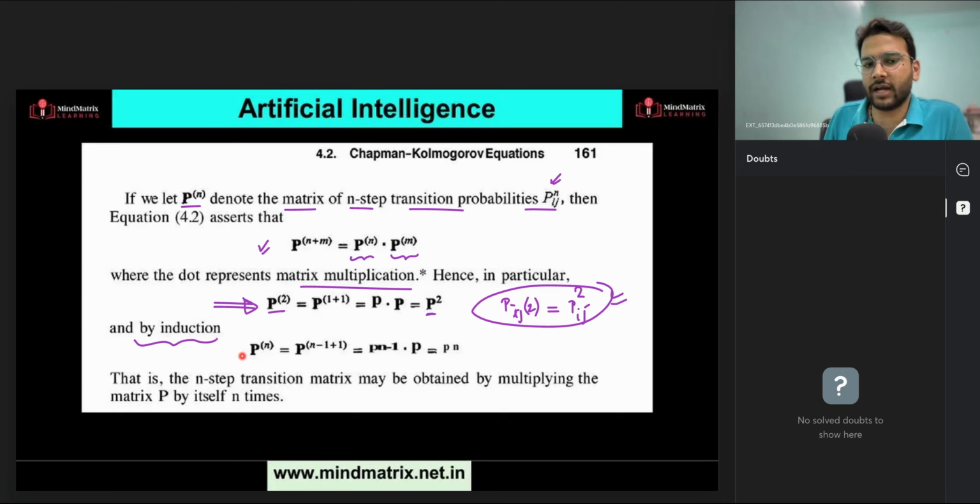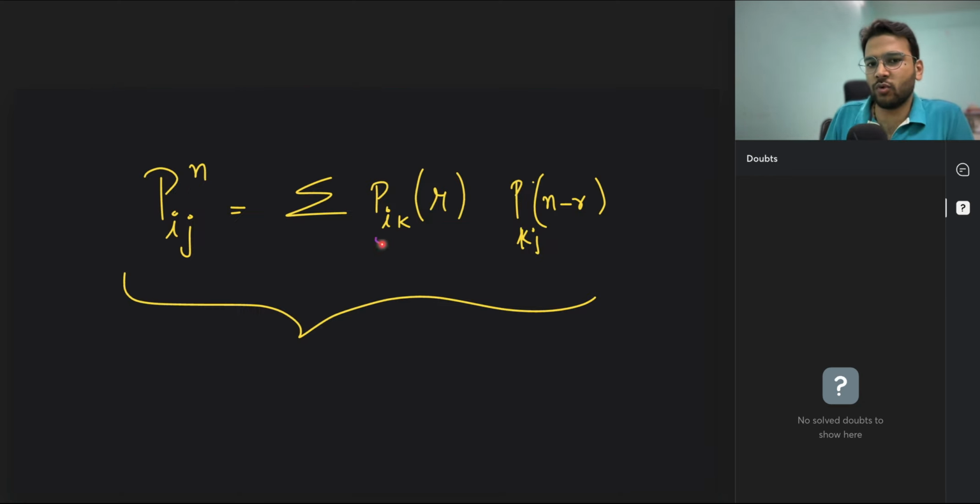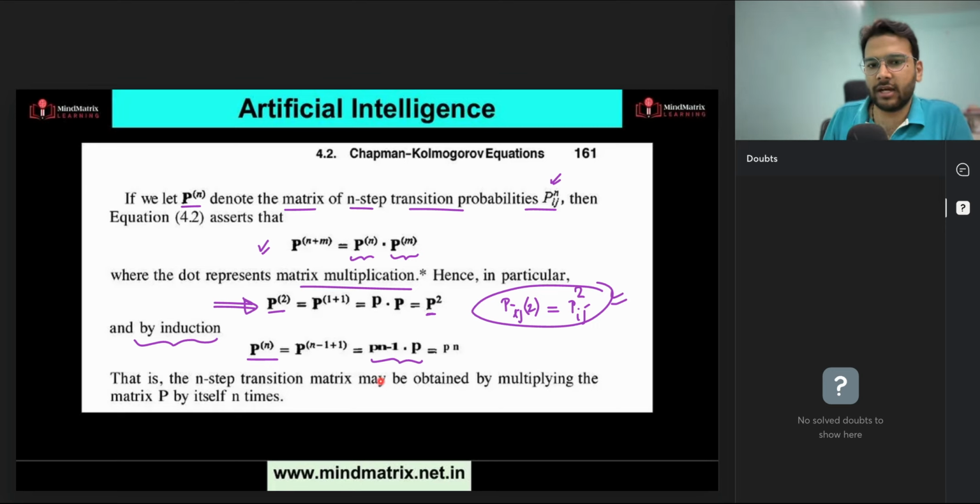And by induction also we can write P of n is equal to P of n minus 1 into P. P of n minus 1 into P, that means the steps so far, and then whatever remaining steps you have to reach the final state. So this is nothing but P of n, that means the higher order transition matrix, the n-step transition matrix. It is equal to that.